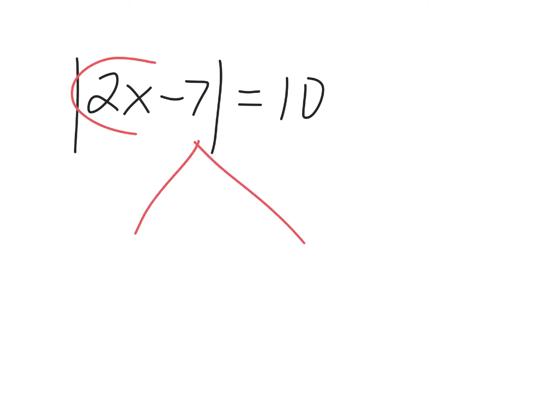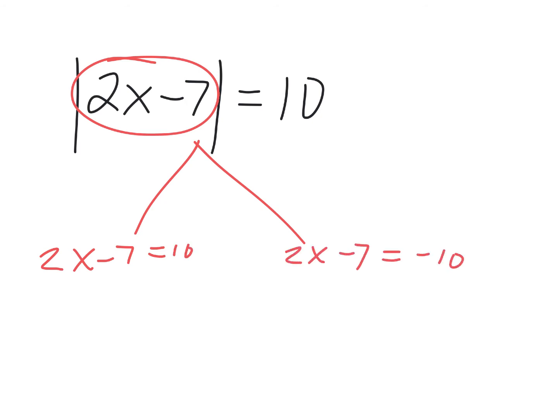Because what's in here can either be 10, or because of the absolute value bars, it could be negative 10. So it's 2x minus 7 is 10, and 2x minus 7 is negative 10. Do you get the only difference between the two equations is you put a negative on the other one? Otherwise, they're the same. It's just you throw a negative on that number at the end. Now, add 7. Anybody can do that.